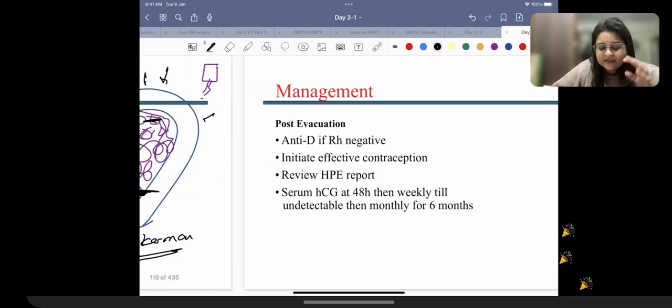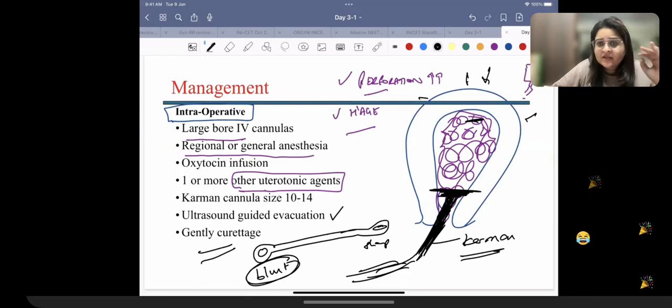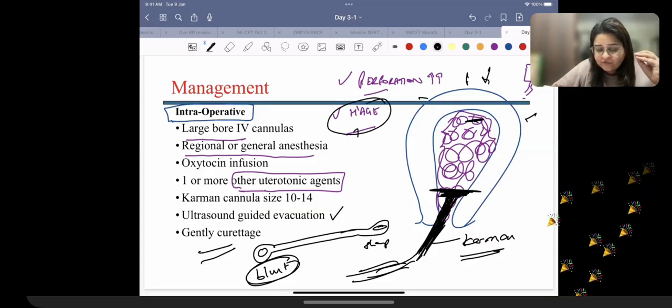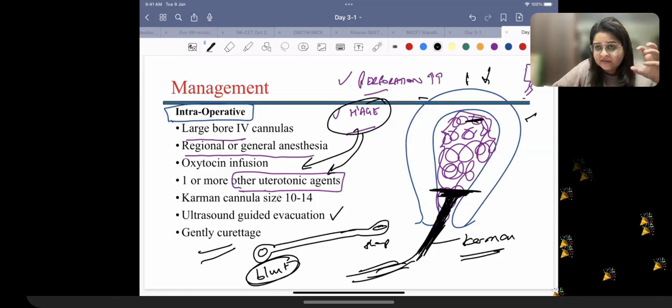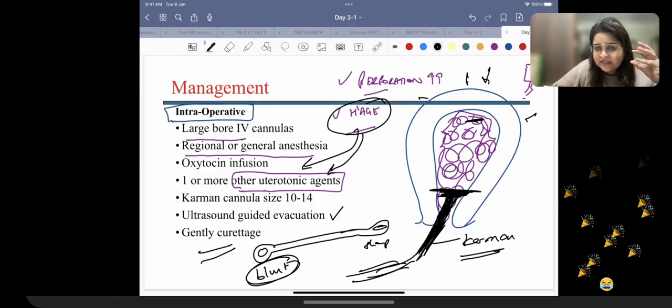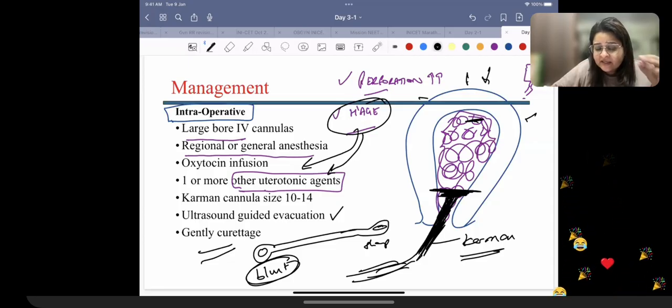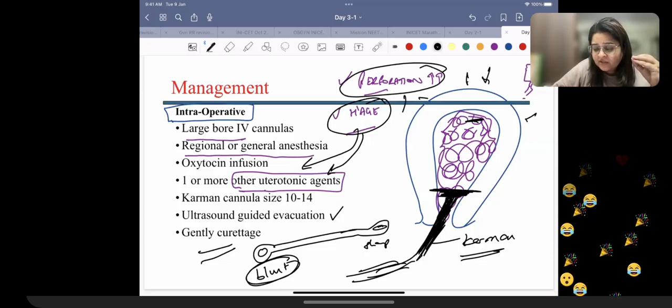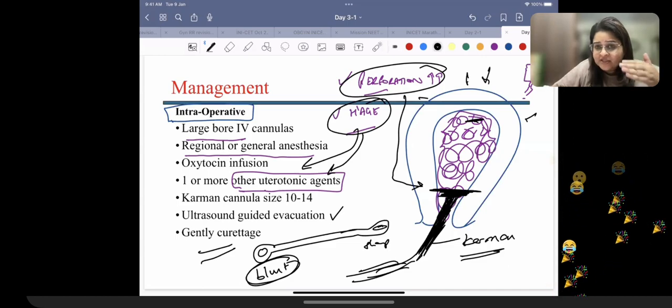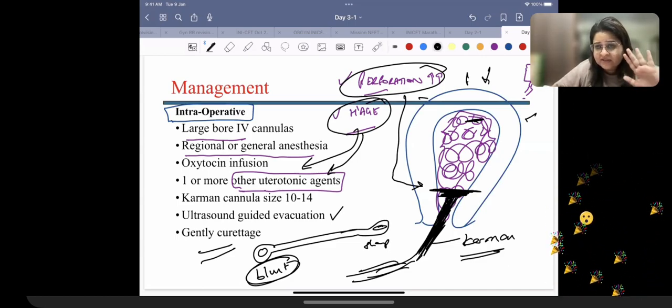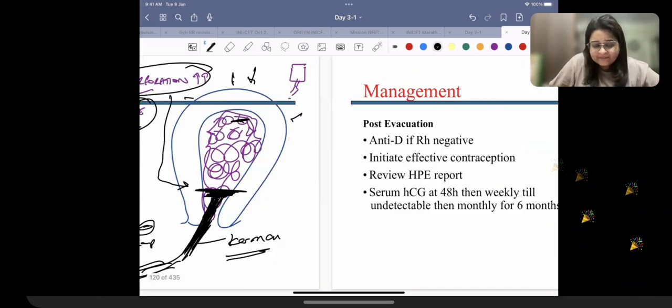So, your main worry is basically perforation and hemorrhage. These two you have to be careful about. For preventing hemorrhage, you have to keep your oxytocin and other uterotonic agents like methergin, like prostadin, like misoprostol ready. And to prevent perforation, your cannula should be just beyond the internal os. These are the precautions you will take.